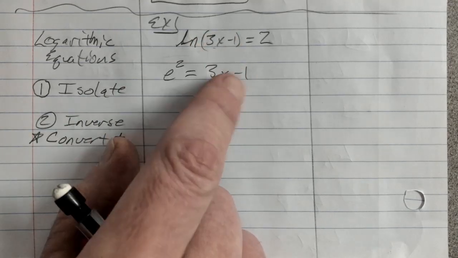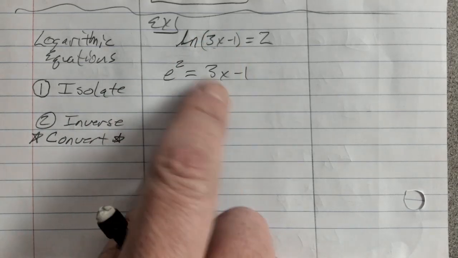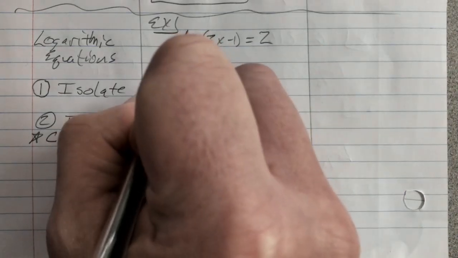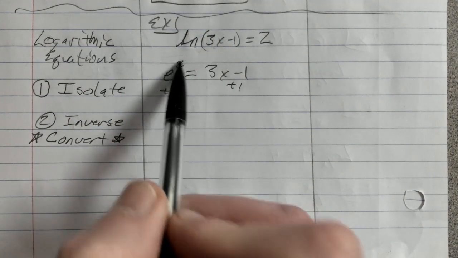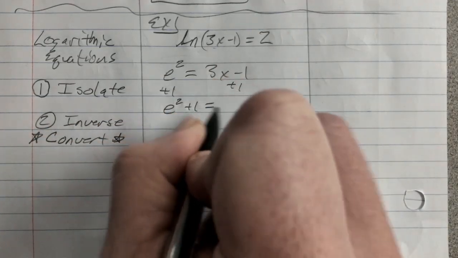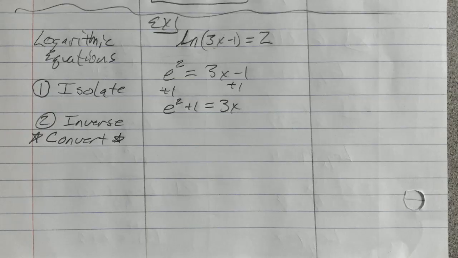So what do I need to do to both sides? Focus is here. What do I need to do to both sides to start? Add 1. Now I have e squared plus 1. So I'm going to write that. E squared plus 1 is equal to 3x.